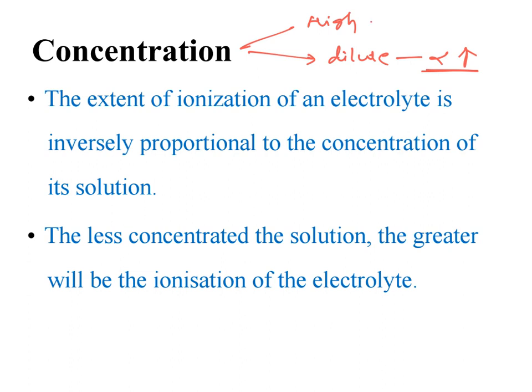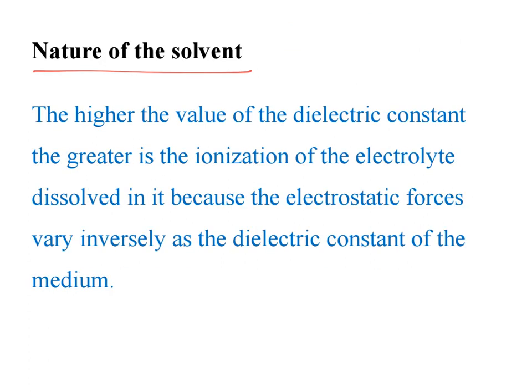When it comes to high concentration, the alpha value decreases because in these cases the solute molecules are more, the separation will be less, and due to that the degree of ionization decreases, the alpha value decreases. The next one is nature of the solvent.